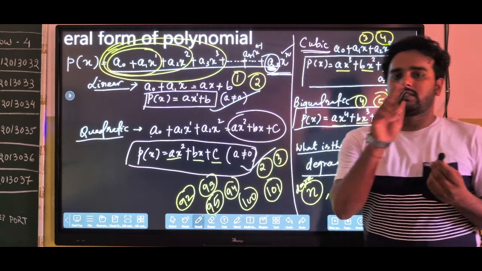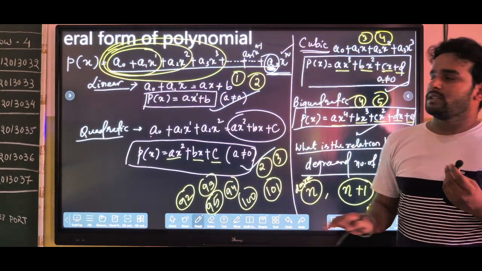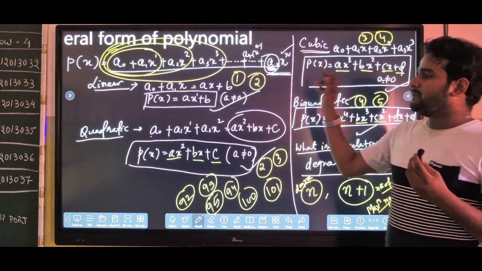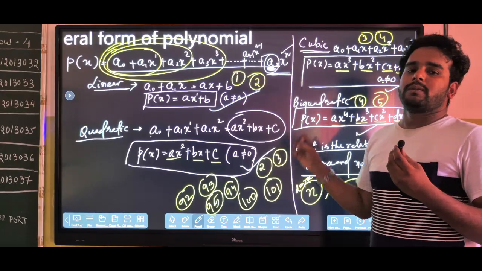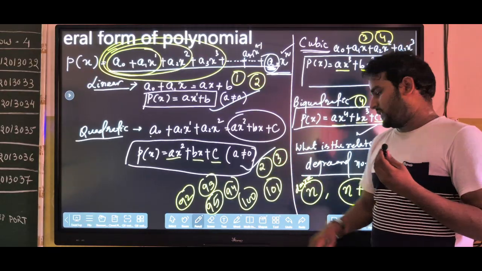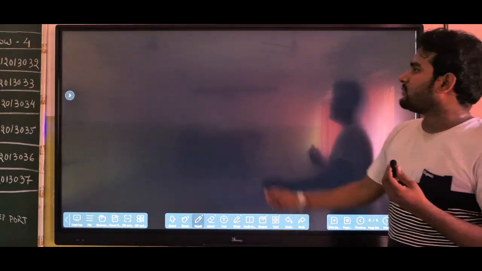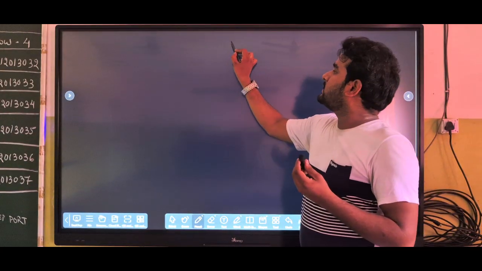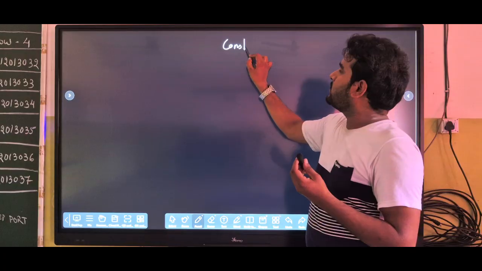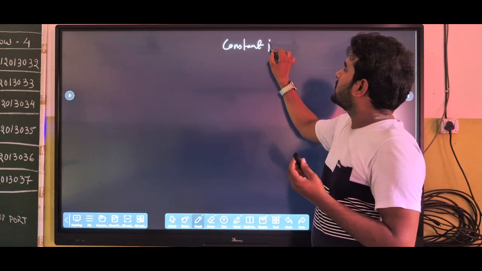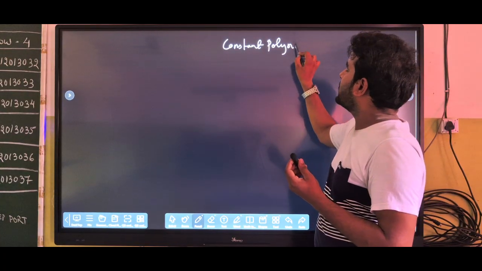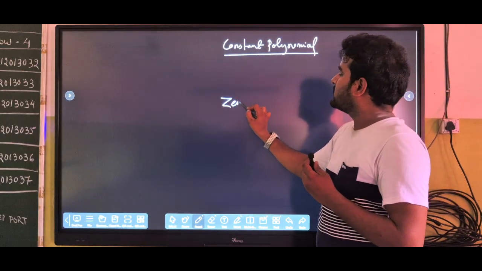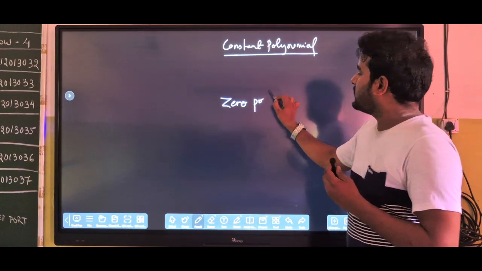Clear? This is the relationship between the degree and the number of terms. This is very important for class 9 also and for class 10. So this was the basic which you should know before entering into the concept of class 10. Next, I have two special names. One is constant polynomial, and another one is zero polynomial.